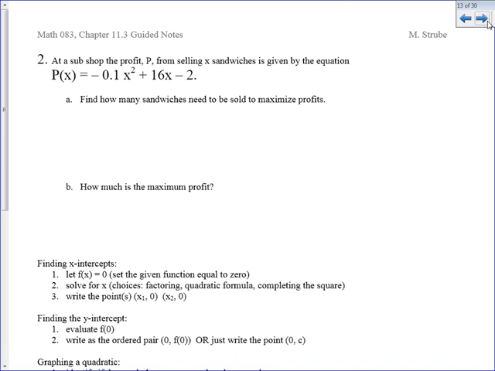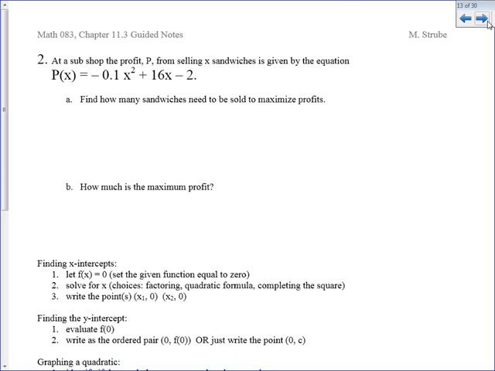All right, here's our second problem. This is the type that used to be on the final. They've changed it completely, so I have no idea what's coming. But at a sub shop, the profit P for selling X sandwiches is given by the equation. There's our profit equation. Find how many sandwiches need to be sold to maximize profits.